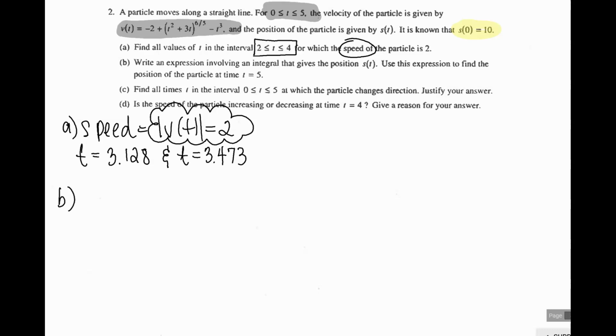All right, part B. Write an expression involving an integral that gives the position s of t, and then using that expression, find the position at t equals 5. Okay, so we're going to be using an integral. So we know we're going to have to integrate velocity to get back position.